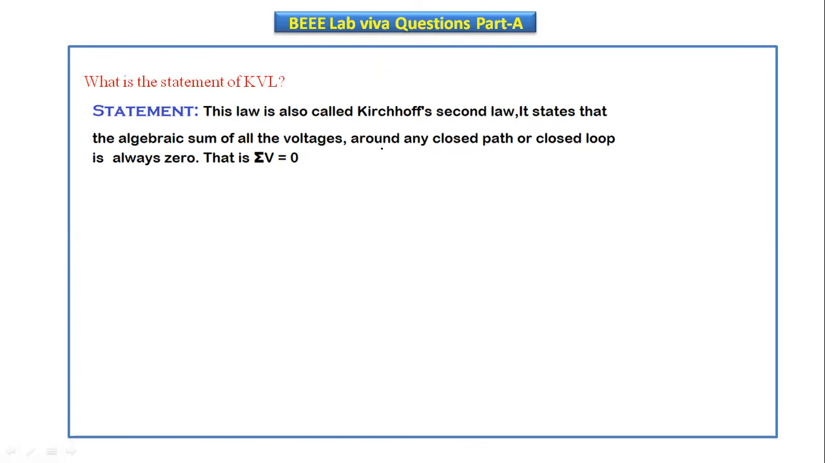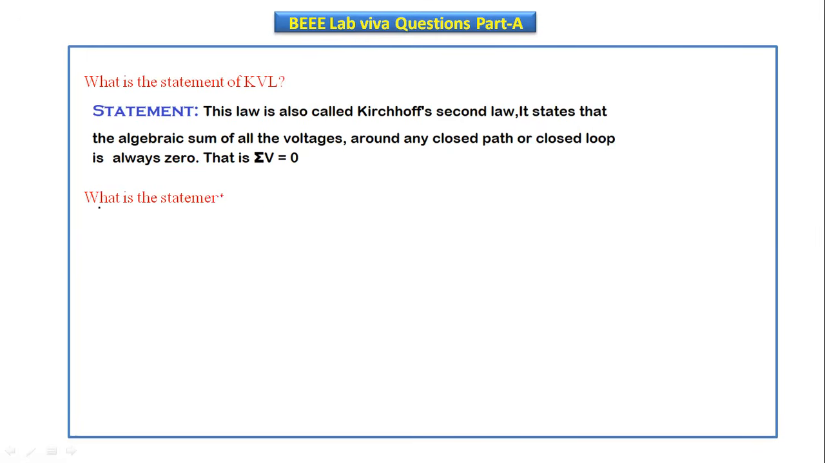Suppose there are 3 voltages in the circuit, so the algebraic sum of all the voltages, that is V1 minus V2 minus V3, is equal to 0. Here the supply voltage is V1 and the remaining voltages V2 and V3 are voltage drops. So the algebraic sum of all the voltages in a circuit is equal to 0.